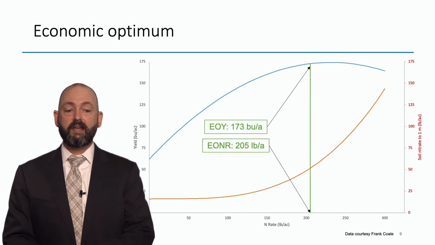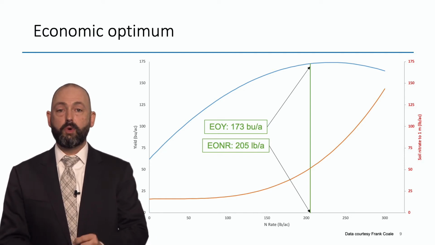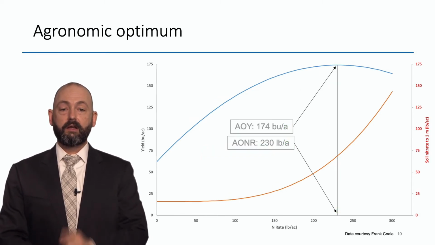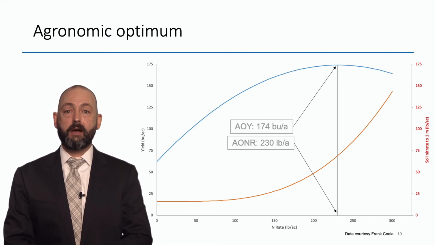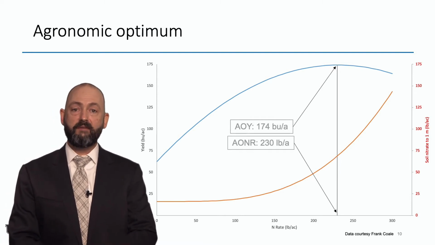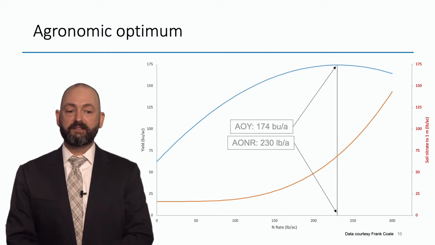And we see that the economic optimum yield occurred at 173 bushels per acre with 205 pounds per acre of nitrogen. Now the agronomic optimum yield is 1 bushel higher, 174 bushels per acre, and the agronomic optimum nitrogen rate required to reach that yield was 230 pounds per acre. So we see it took 25 pounds more nitrogen to get 1 more bushel. That's why that 25 pounds doesn't pay for itself with average nitrogen and grain costs.